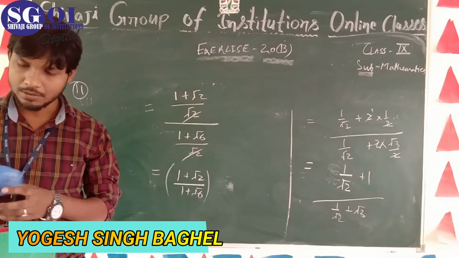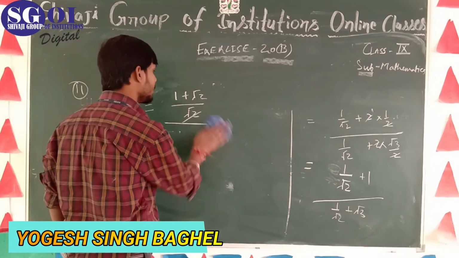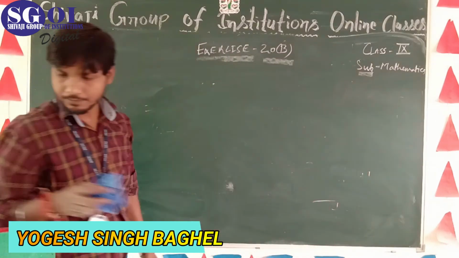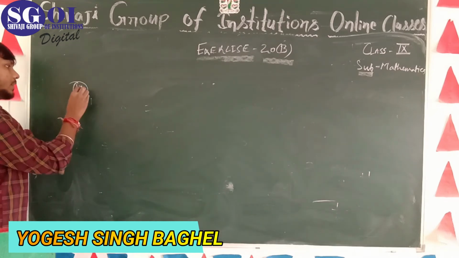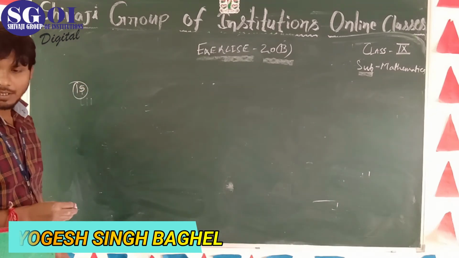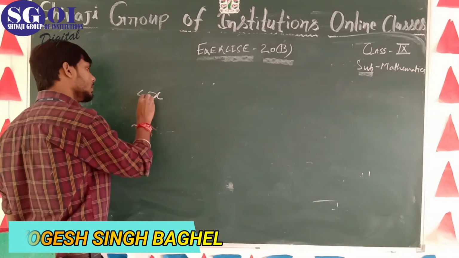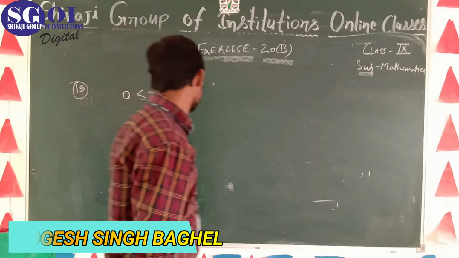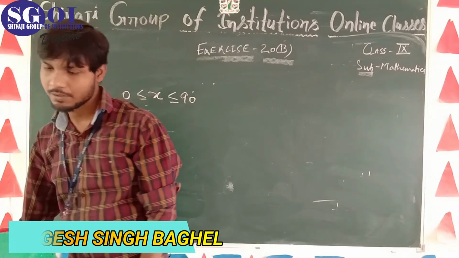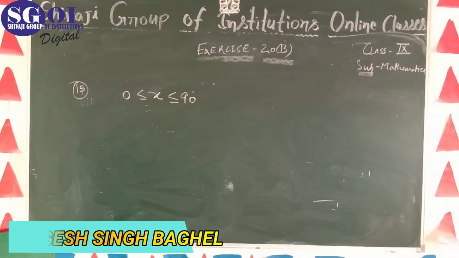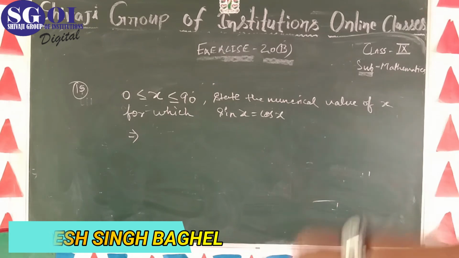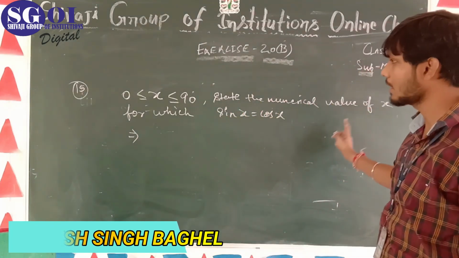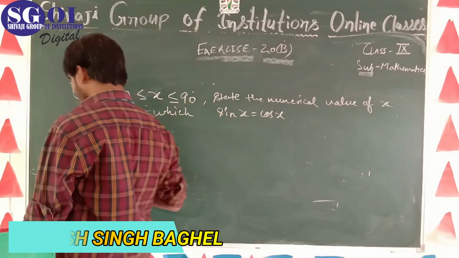Now same way we have to do the question number 15. In question number 15, it is given that x is lying between 0 to 90 degree. Okay, so x lies between 0 to 90. The question is, if x lies between 0 to 90 degree, state the numerical value of x for which sin x is equal to cos x.